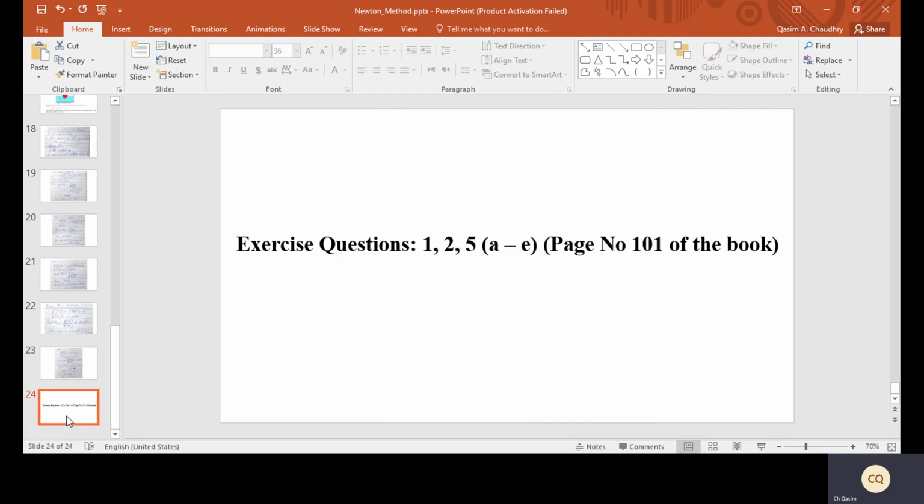So students, this was the end of the example and the end of the method as well. So you need to do some exercise questions, and the exercise is on page number 101, and you can do question number 1, question number 2, and these parts of question number 5. So students, you need to do this practice, and inshallah, once you do this practice, hopefully it would be much better to understand this method. So hopefully there will be no problem, inshallah, to solve these questions.